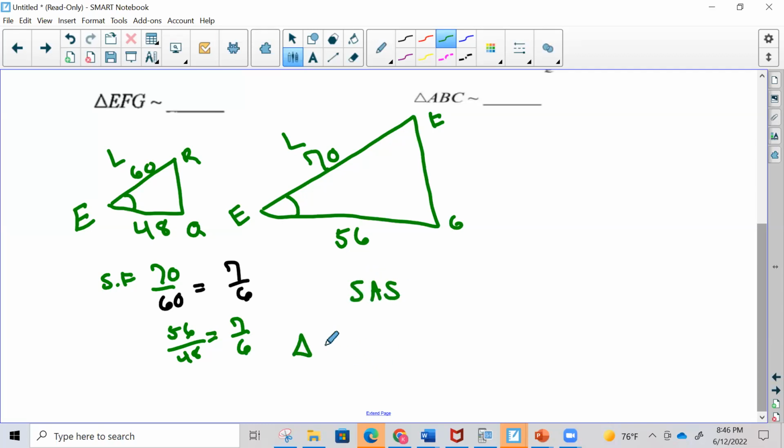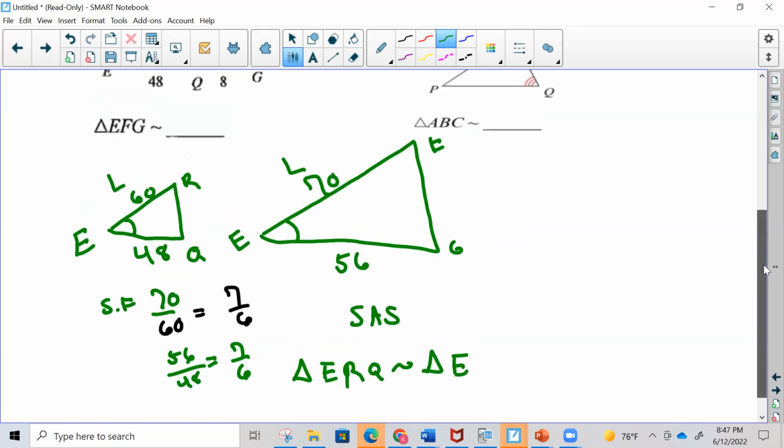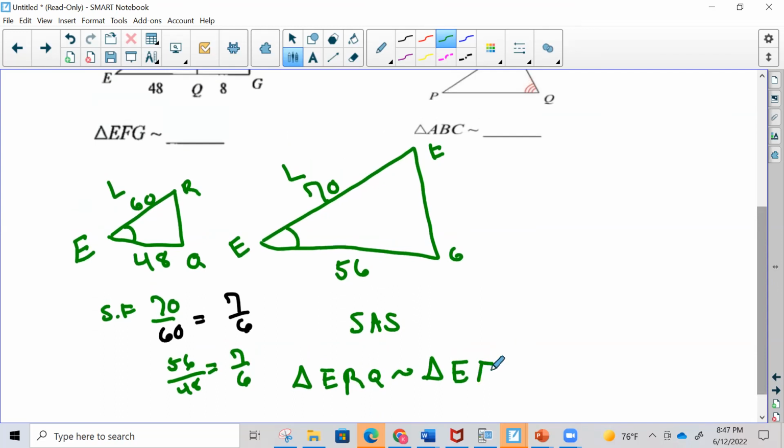And then my similarity statement, I'll just start with E. So E, R, Q. Again, the first order doesn't matter, it just matters that you match up. So E goes with E. Okay, I went E to R, which is along the large side. So I want to do the same thing and go to E to F and then to G. And that would be my similarity statement. Okay, they did a different order. So they had E, F, G. They did this big one. And then that would go with triangle E, R, Q.